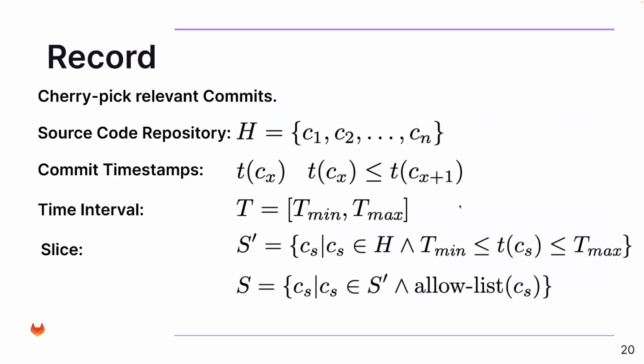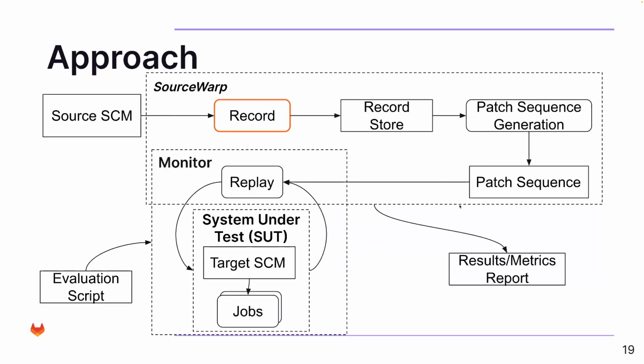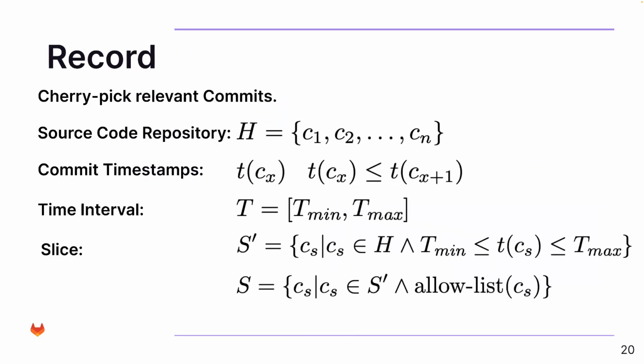Okay, let's dive into these different steps. First we look into the record step, and record is all about cherry picking relevant commits. What are the commits that we want to replay on the target system to evaluate our newly developed proof of concept or feature? First we look at the source code repository as an ordered set of commits. H in this case is the history, an ordered set of commits, ordered based on the timestamp.